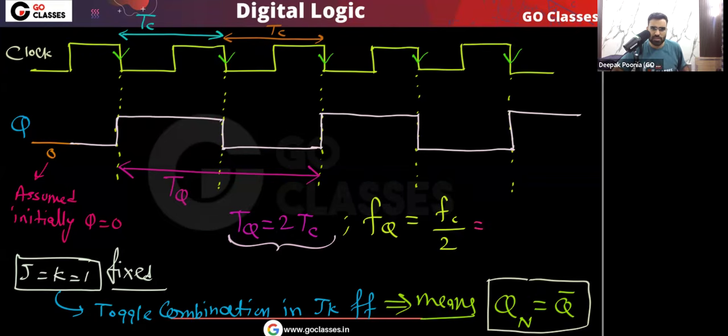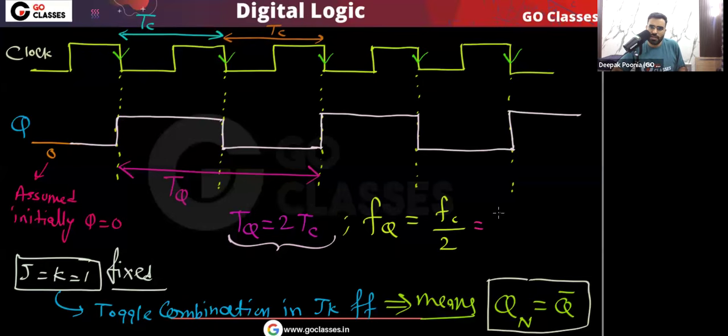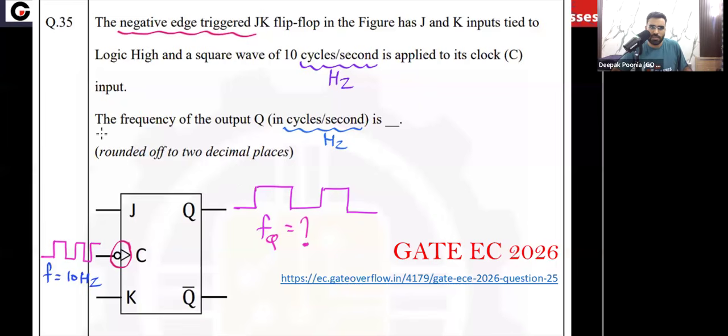The frequency of the clock signal that is given to you is 10 cycles per second. So I can say 10 divided by 2, these many cycles per second. This will be your answer. So the answer will be 5 cycles per second, or 5 hertz. Here the frequency of the Q output waveform will be 5 cycles per second.